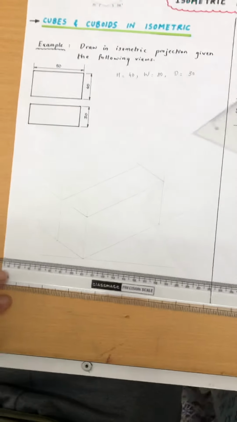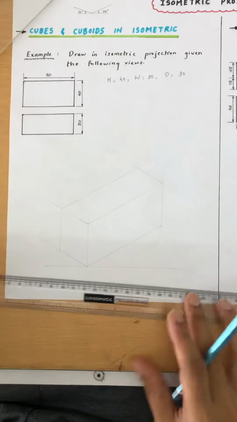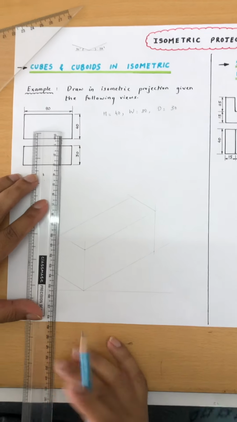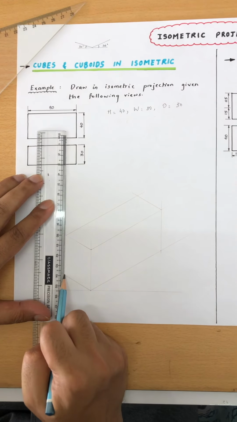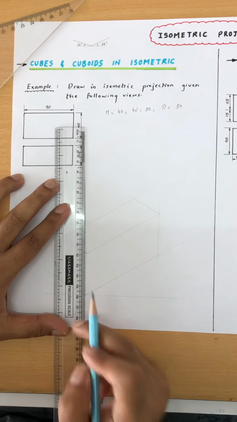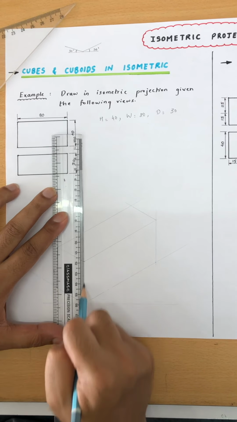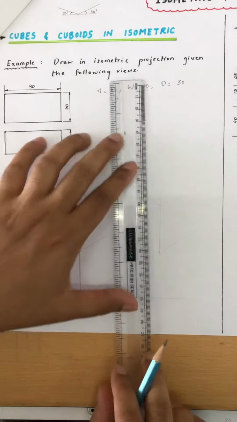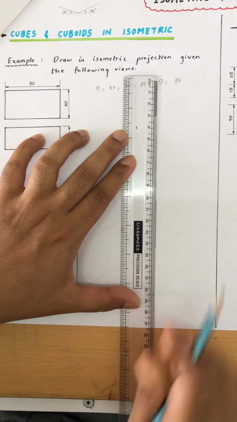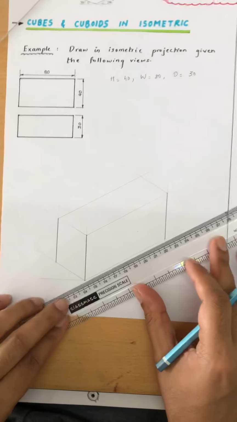Now we have to make the object darker. That is, I'm going to draw the final shape of the cuboid using the correct tone. So I'm going to make it darker.